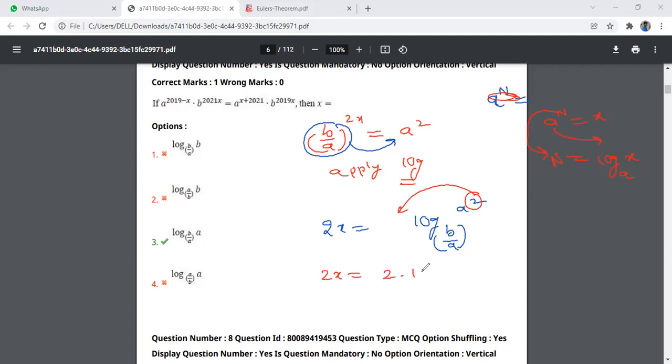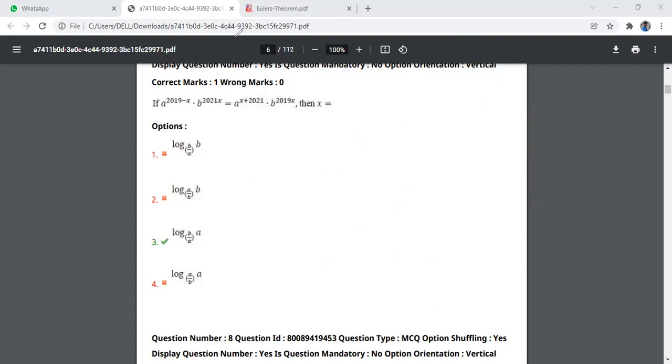That means 2 of log base b by a of a. Now I can cancel these two and these two. The formula is log x power y power m, means this power will come to the front, that means m of log x base y. Okay, so our answer is the third one. Okay, next question. We'll do the next one.